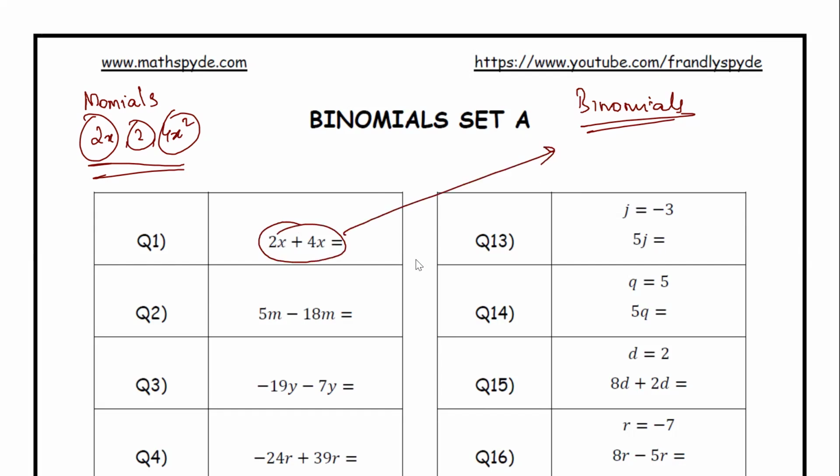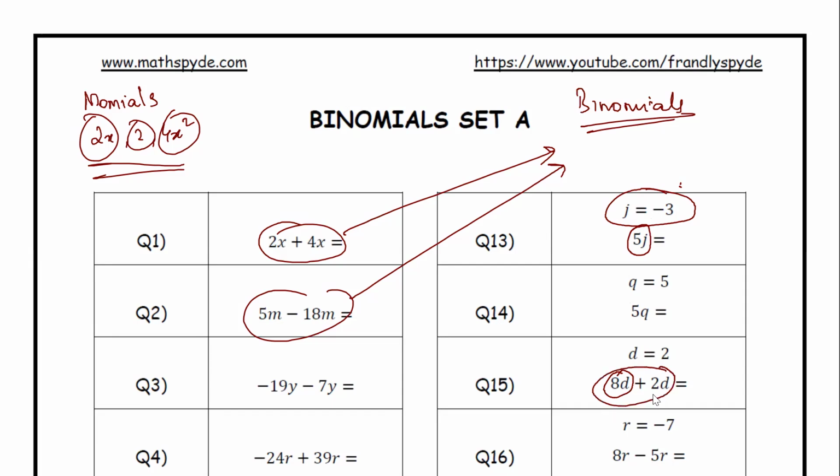It's a binomial. This one is a binomial. This is a monomial. Like if I'm asking you to find pi j where j is equal to -3, this one becomes a binomial. 8d plus 2d. If it's only one monomial, two together, binomial. Okay.